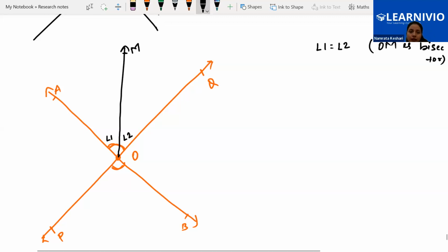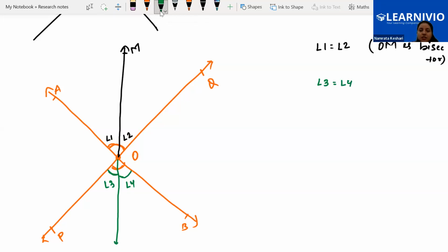Now, we also know that there is one more bisector. Let's say this is angle 3 and this is angle 4. We know that angle 3 will also equal angle 4 because ON is a bisector. You have to write it clearly: ON is the bisector of angle POB, and OM is the bisector of angle AOQ. This much is already given in the question, that bisectors of vertically opposite angles are there.